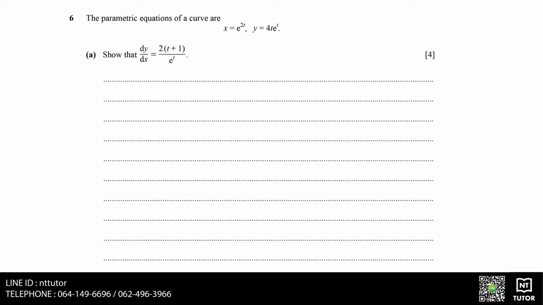t. When finding dy over dx for a pair of parametric equations, we need to do dy over dt multiplied by dt over dx, because the dt cancels out to give dy over dx. So what we have to do is separately find dy over dt and dx over dt.